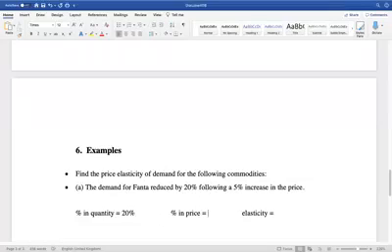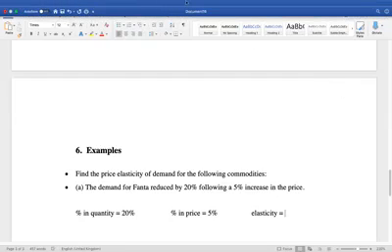What is the percentage change in the price? Yes, Collins? 5%, sir. 5%, right? You can see it there. Okay, so it's 5%. Thank you. Now, what is the elasticity?